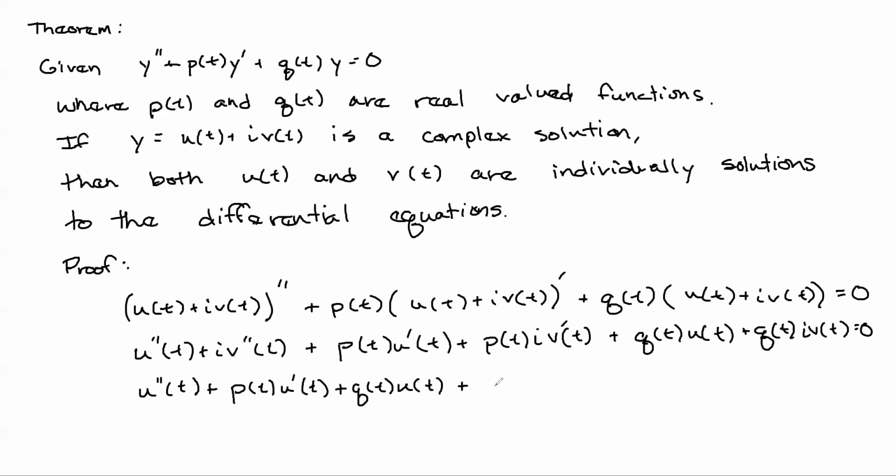And then let's do the v's next. So we're going to have i, and we can factor it out. If you look at the v's, you've got an iv double prime, you've got an iv prime, and you've got an iv. So we can factor out the i, and we get v double prime of t plus p of t v prime of t plus q of t v of t.